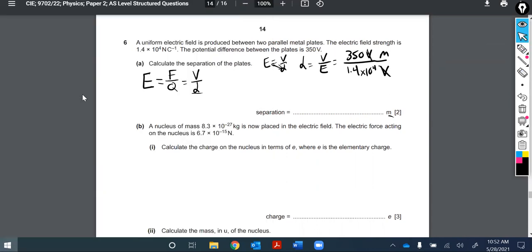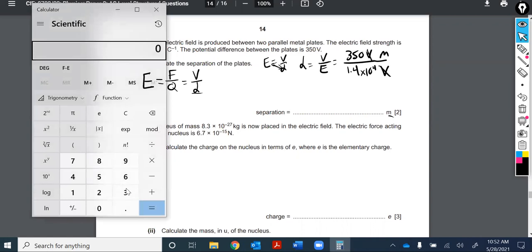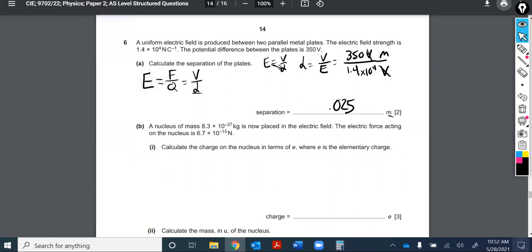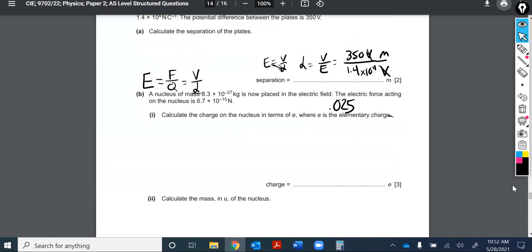Let's use the on-screen calculator to see it. 350 divided by 1.4 by 10 to the 4th. There's my 14,000 I'm dividing by, so I get 0.025 meters. And you could maybe round up to 0.03, but I'd rather leave it like 0.025. I think that's a better answer. All right, so you should have got that for 2 marks. If you did, awesome. If you didn't, make a correction and give yourself partial credit.